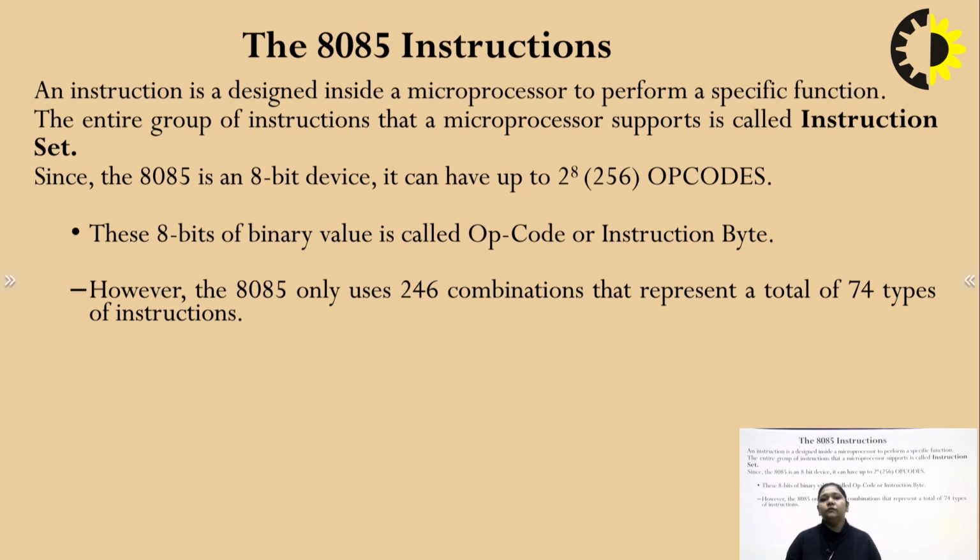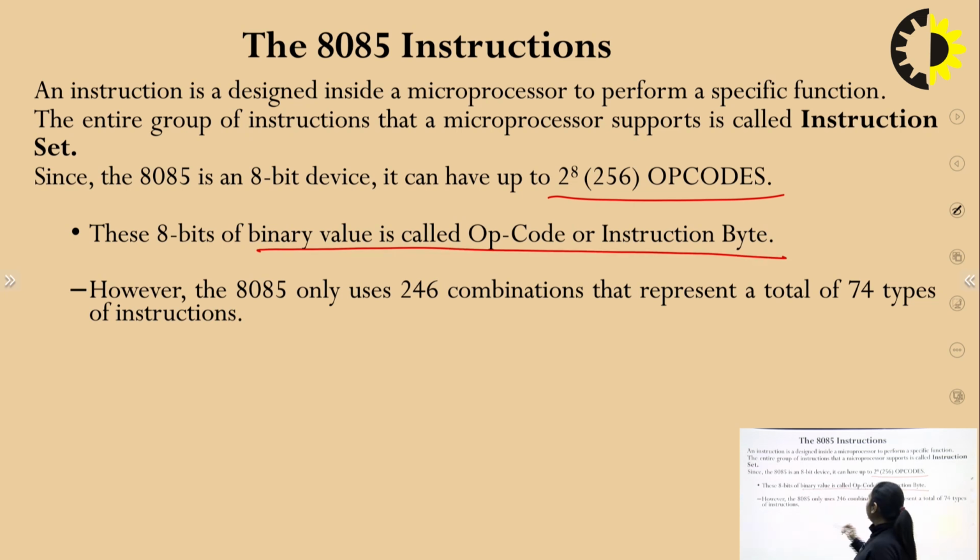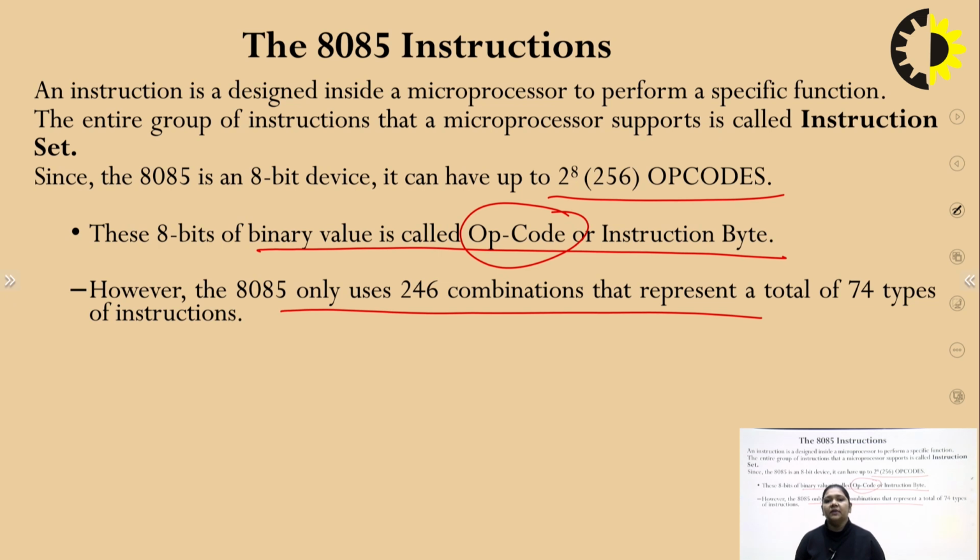As it is an 8-bit device, it can have a total of 256 opcodes. For example, 2 raised to power 8 is 256. So 256 opcodes are there, and all the instructions are of 8 bits here. The opcodes are operation codes, and each opcode is of 8 bits, or we can say 1 byte. Here we can use 246 combinations, and a total of 74 types of instructions are there, and it represents 256 combinations here.